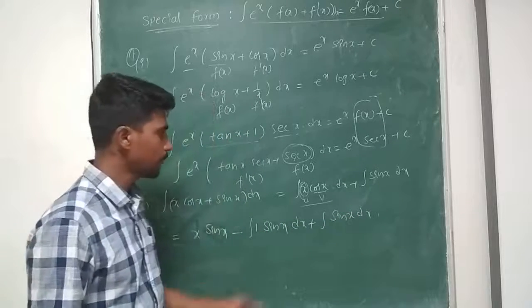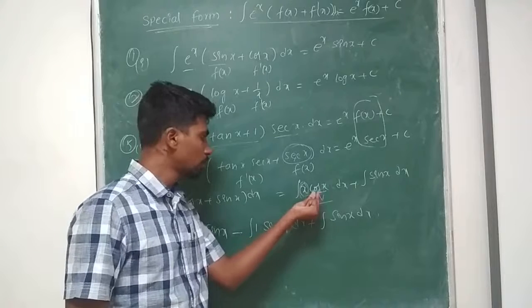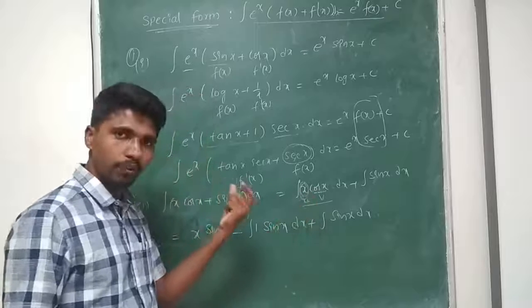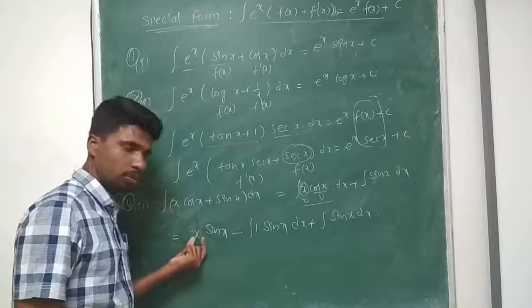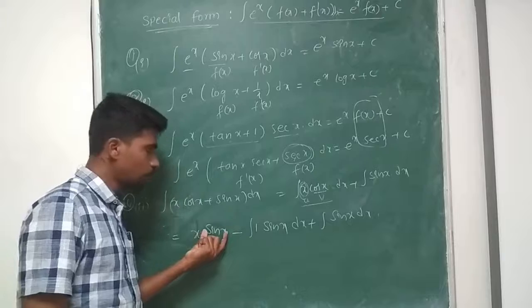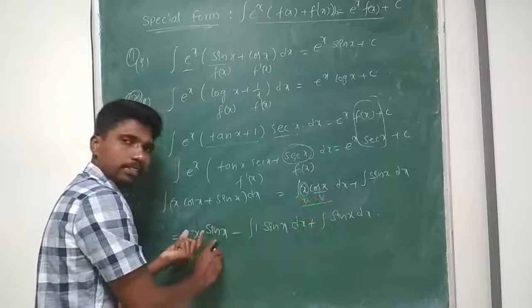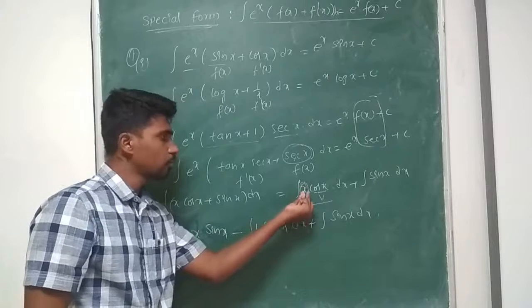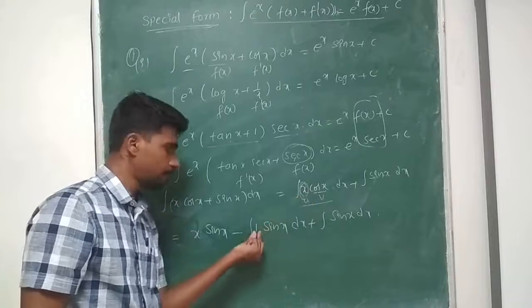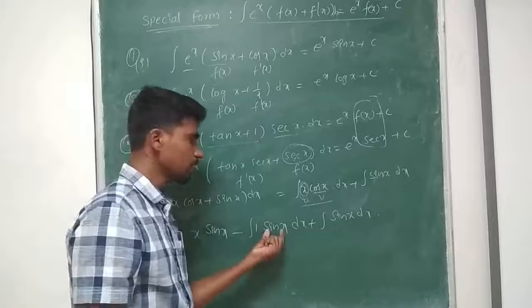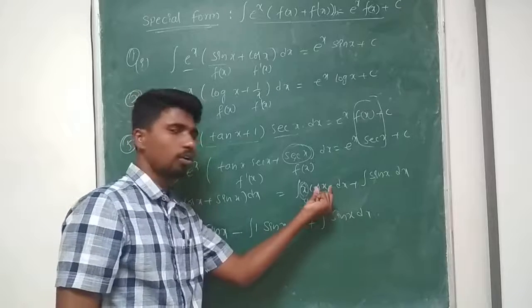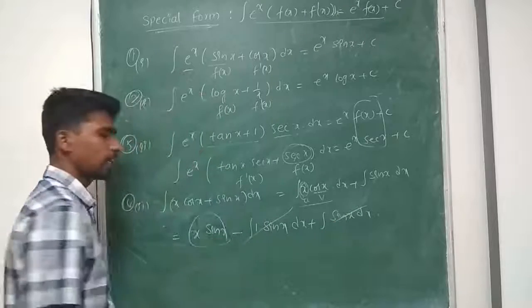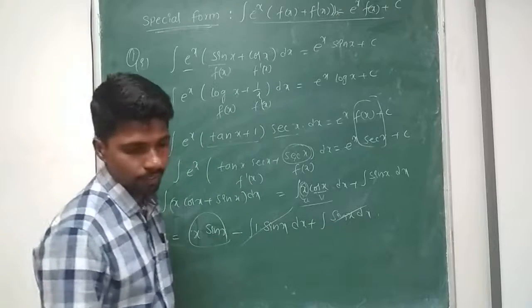Shall I explain once again? So I consider x as u, cos x as v. According to the integral uv formula, integral uv is equal to u into integral v. So the integral of cos x is sin x, minus integral of du by dx. The derivative of x with respect to x is 1, into integral v, and the integral of cos x is sin x. Now these two get cancelled. My answer is x into sin x. Okay. Next problem.